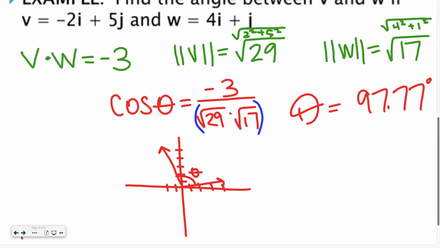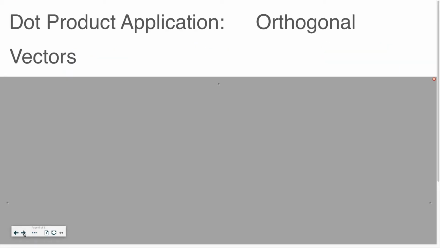Okay. We are going to talk about the concept of two orthogonal vectors. Orthogonal. What is orthogonal? It does sound like orthogonal. Well, it has to do with vectors. Two vectors are orthogonal if they.